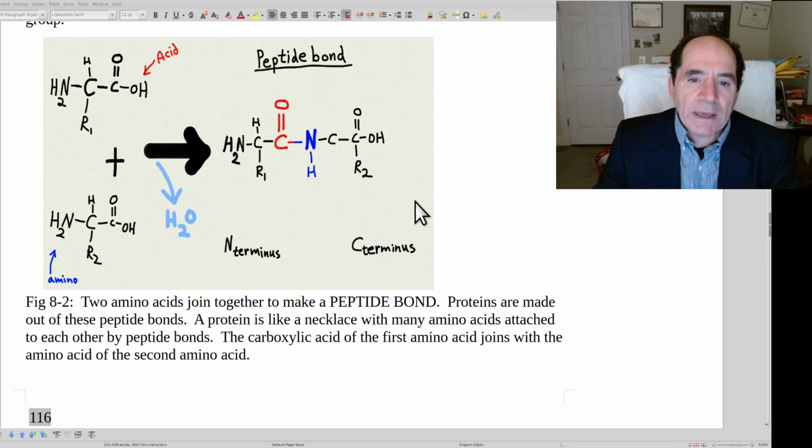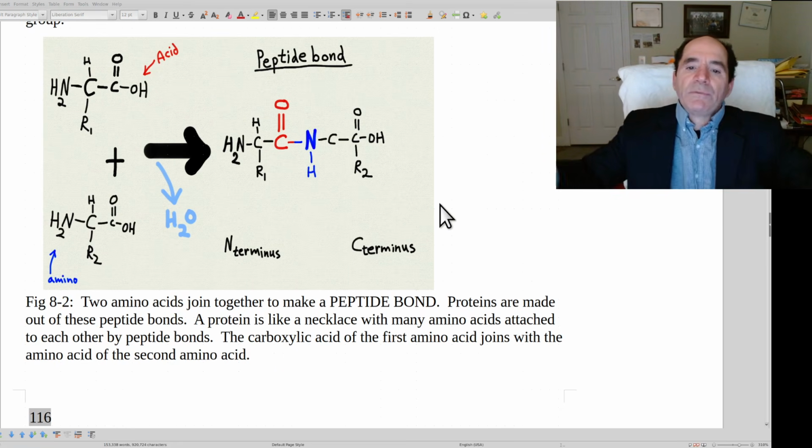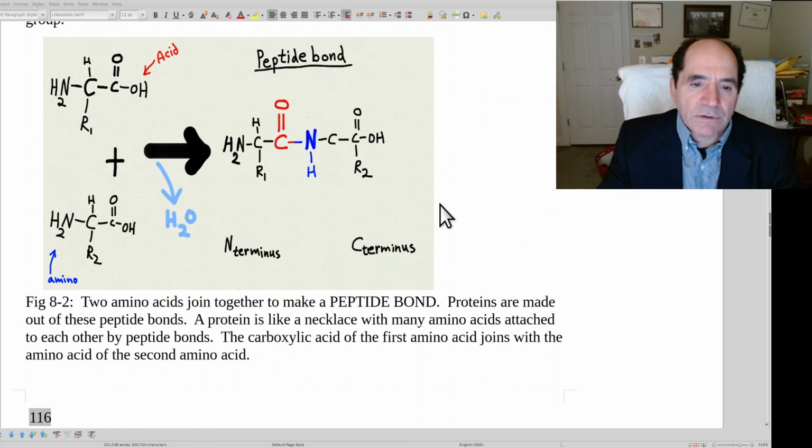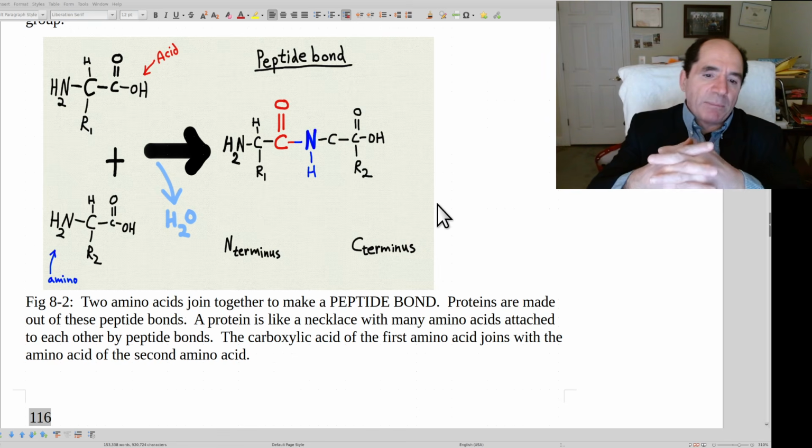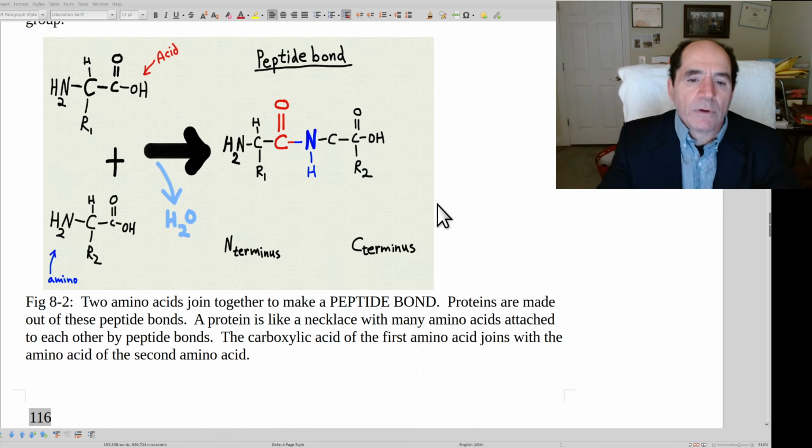Okay, then to make a protein, you just have to connect a whole bunch of amino acids. You can connect many thousands of them together to make a big protein. A peptide will have 50 or less, and then other smaller proteins will have a little more than that.